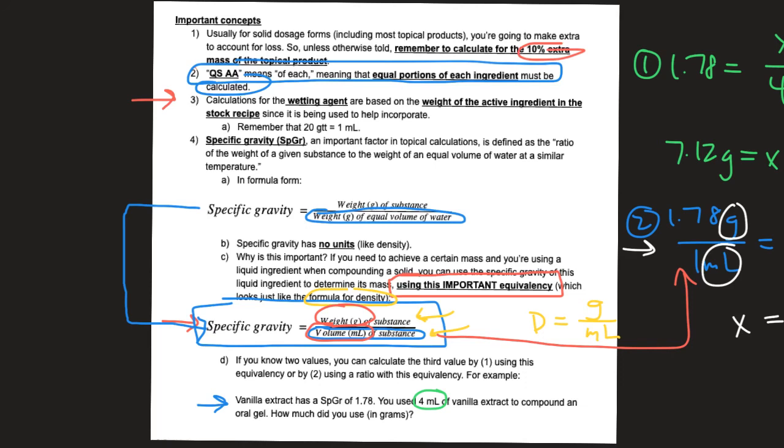The active ingredient must be used in the calculation for the wetting agent if you're going to figure out how much wetting agent is used for the prescription. Remember that 20 drops is equivalent to 1 milliliter. Specific gravity, memorize the formula: weight of the substance divided by volume of the substance. And if you have 2 values, you can calculate the third value using 2 ways. Either way gives you the same answer.